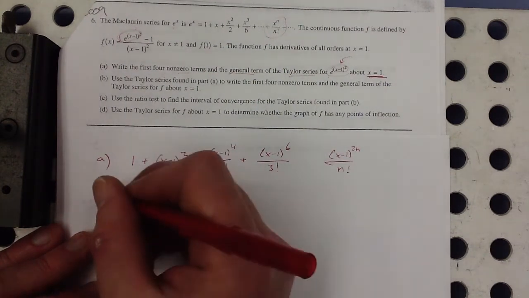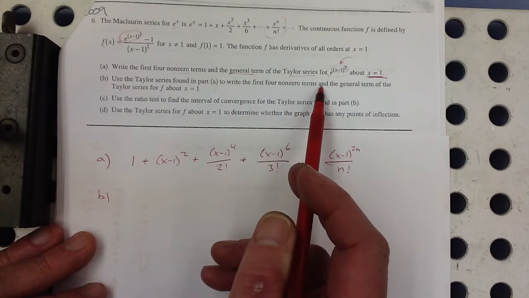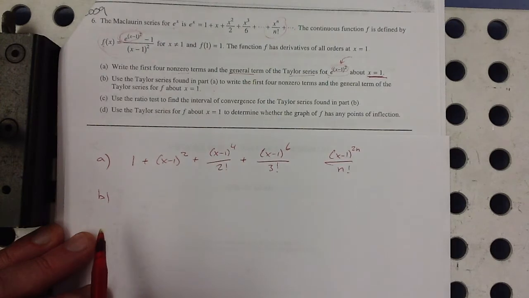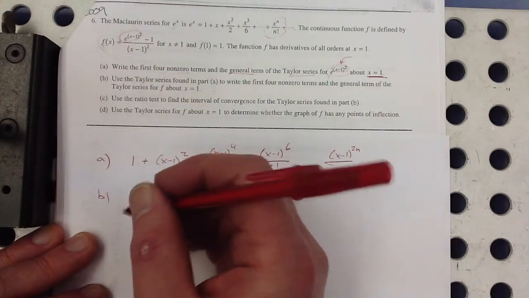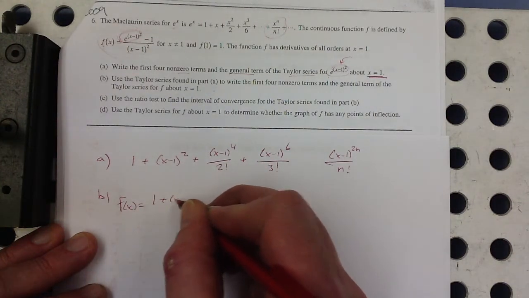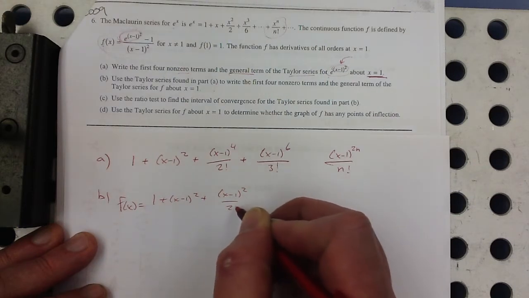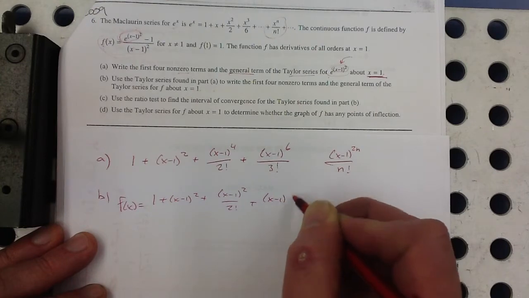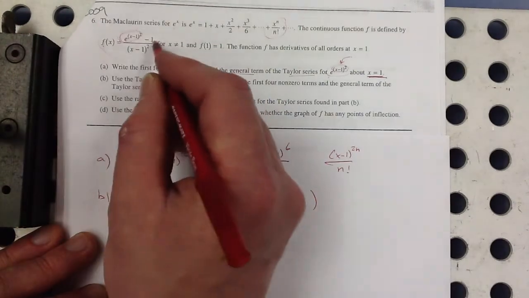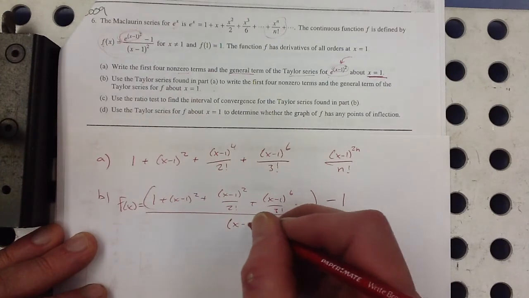Part B. Use the Taylor series from Part A to write the first 4 non-zero terms and the general term of the Taylor series for f, that's this, about 1. Well, let's do that. Let's just work with this and see what happens. So our series is 1 plus x minus 1 squared plus x minus 1 to the 4th over 2 factorial, and so on, minus 1, over x minus 1 squared.